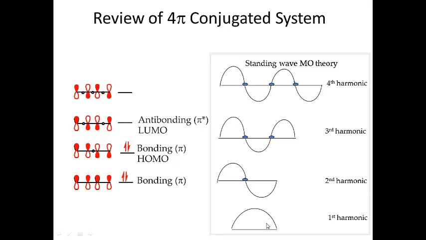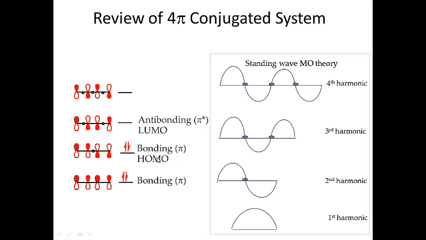And then we also talked about the standing wave theory, dealing with molecular orbital theory, in that in the first harmonic, the wave never passed through 0, so the sign of your orbitals never changed. And then in the second harmonic, the wave passed through once. And in the third harmonic, the wave passes through twice. And then the fourth harmonic here, the wave passes through 3 times. You'll notice that the signs are alternating.